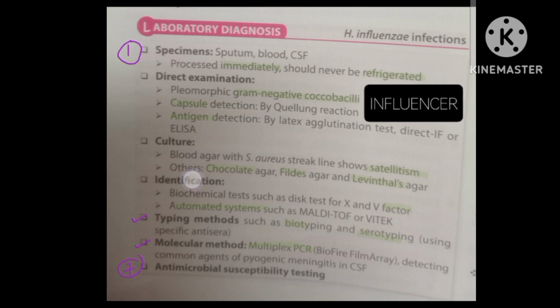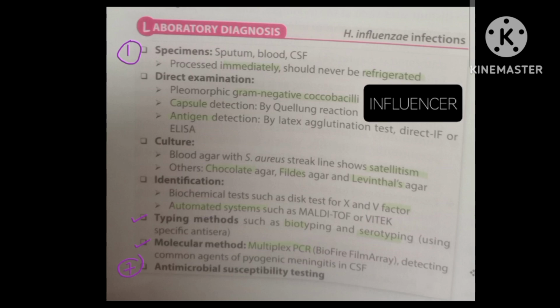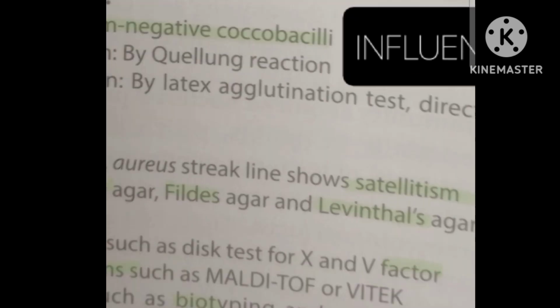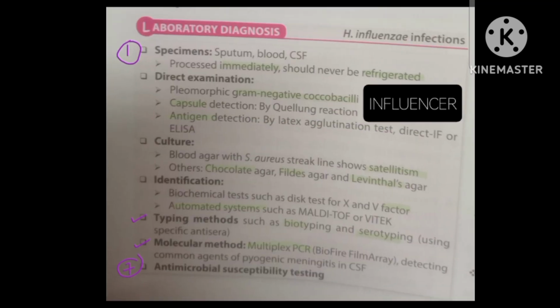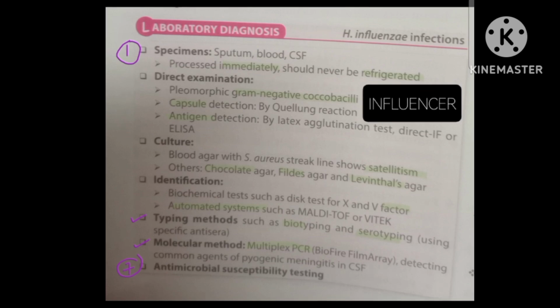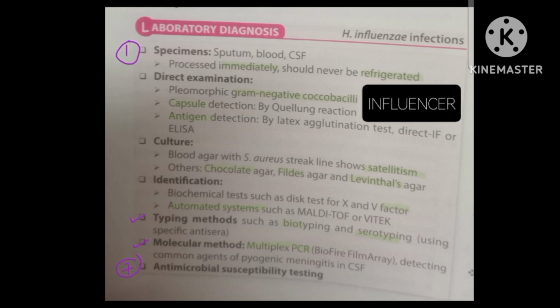How will you identify? Being an influencer, this has some special factors. So remember the factors, and automated systems, which are common for every answer: MALDI-TOF and Vitek. Then for the typing methods, you have biotyping and serotyping. For the molecular method, finally our influencer has made it to the cinemas and we are watching him on multiplex PCR. And in the end, we do antimicrobial susceptibility testing.